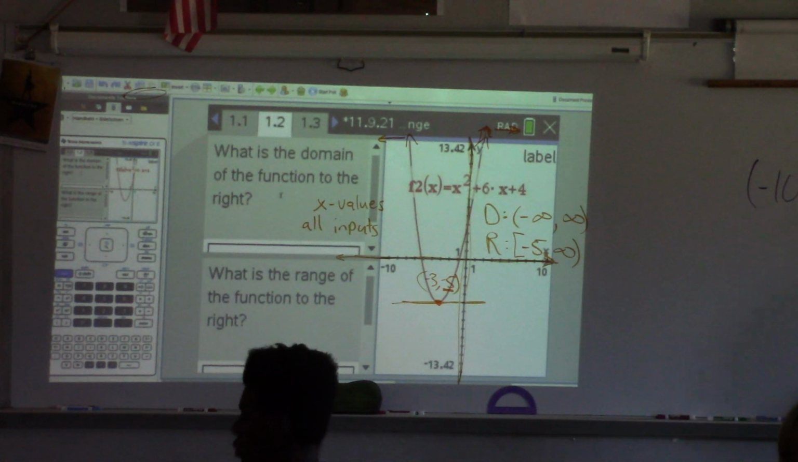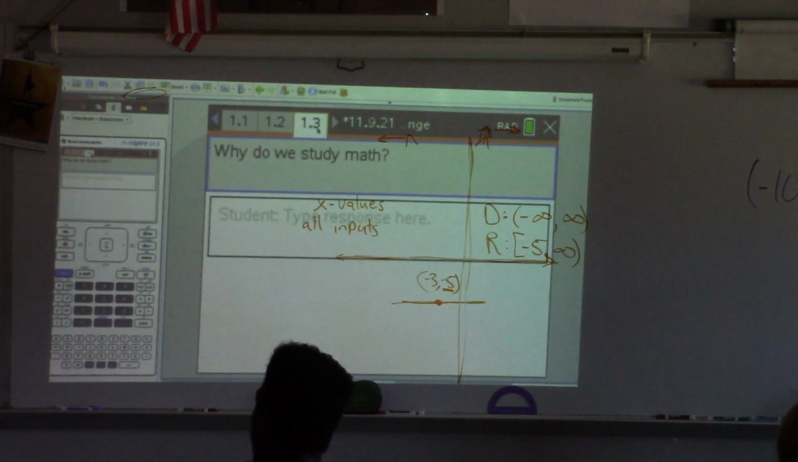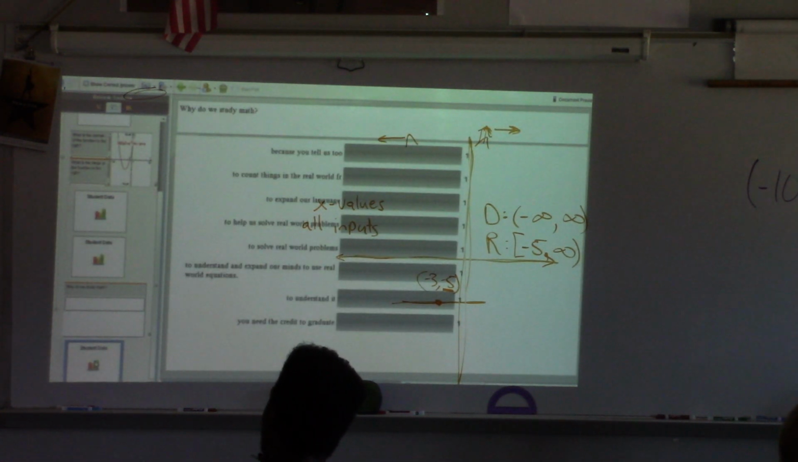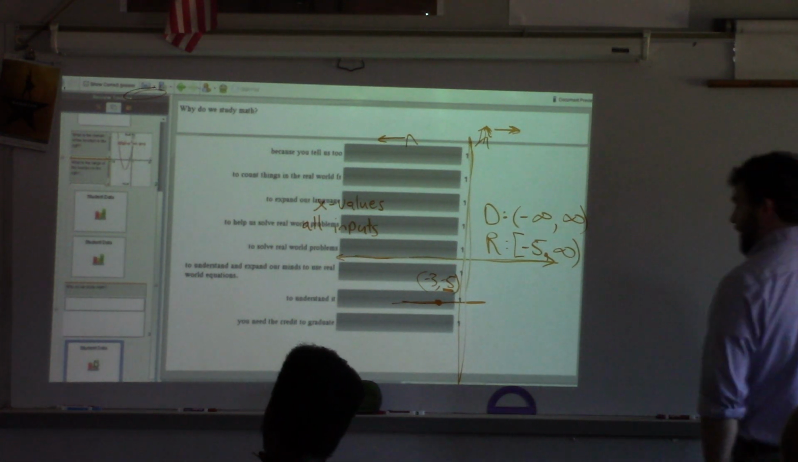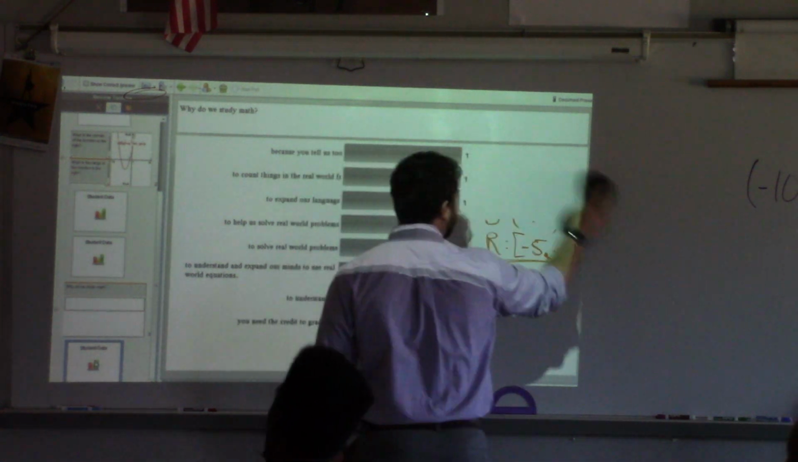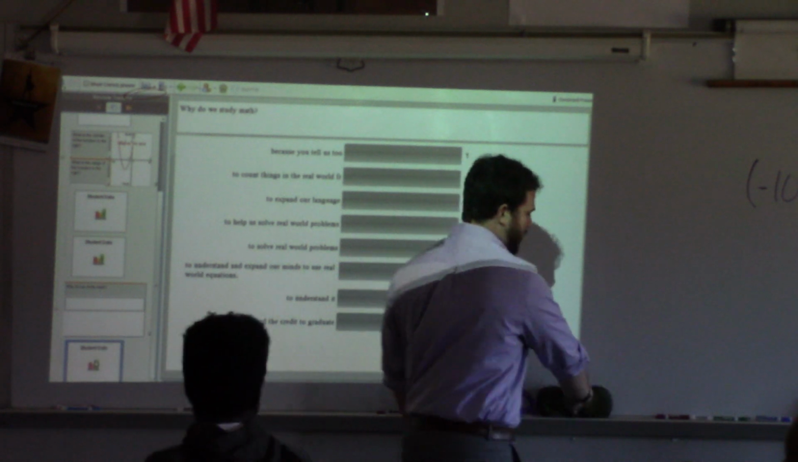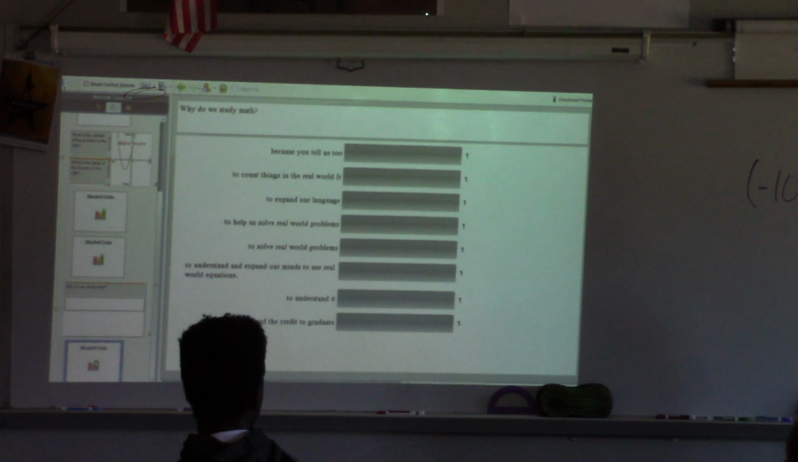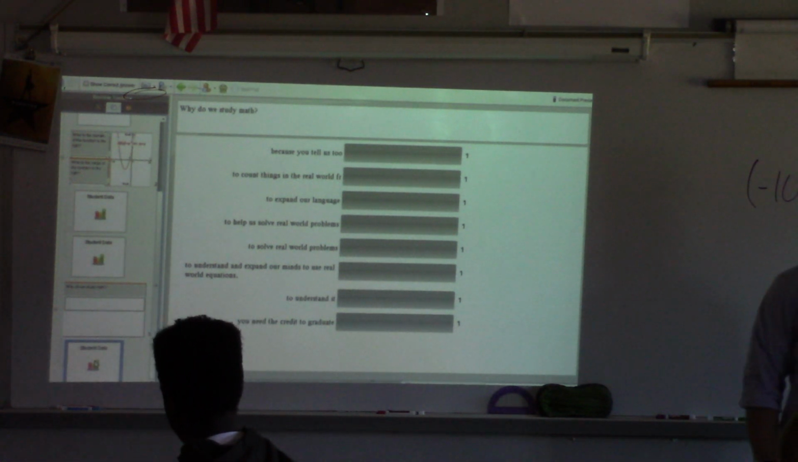Okay, just taking a minute or so to look at 1.3, just kind of curious what y'all said on this. Because you tell us to count things in the real world, to expand our language, help us solve real world problems, to understand and expand our minds, to use real world equations, to understand it, you need the credit to graduate, okay? No, I mean, some of these are valid. You want to know something really interesting? For all of you who said to solve real world problems, can we solve real world problems with the math we're learning? Yes. How many of you are going to throughout your life? Probably not many. Engineering, maybe.